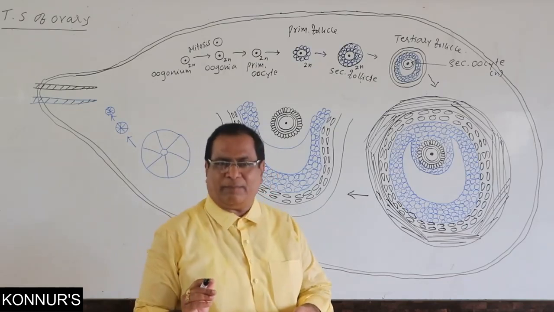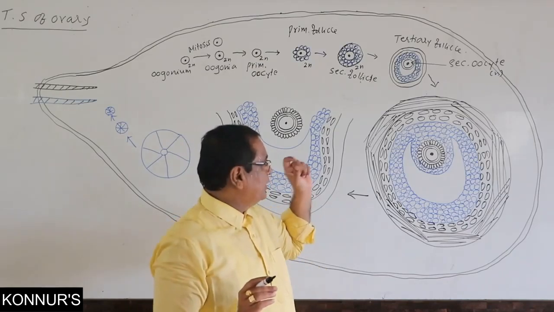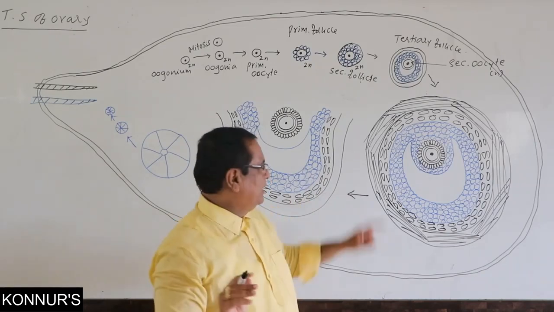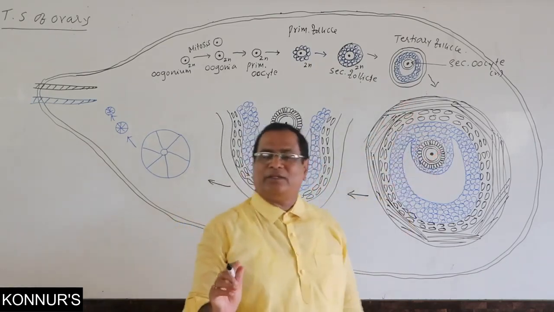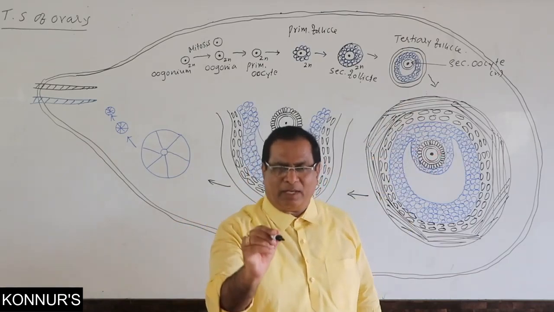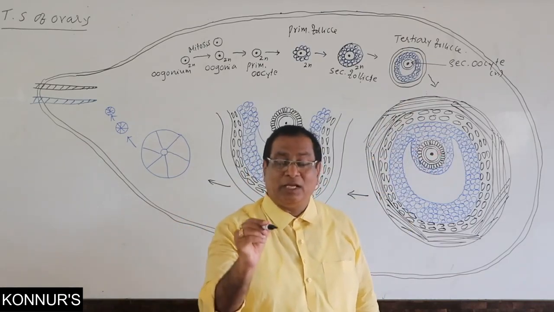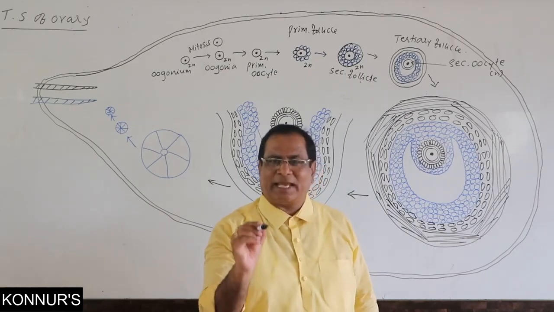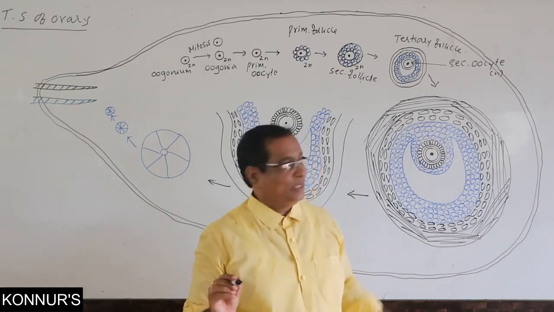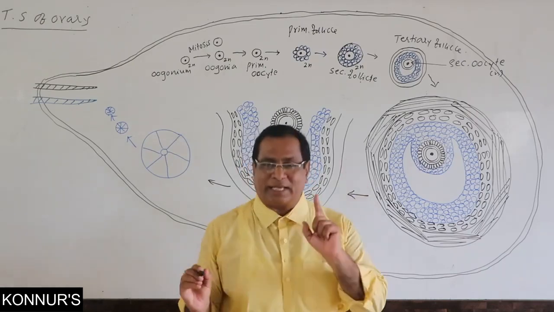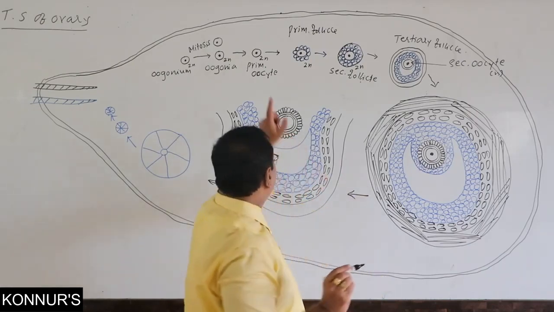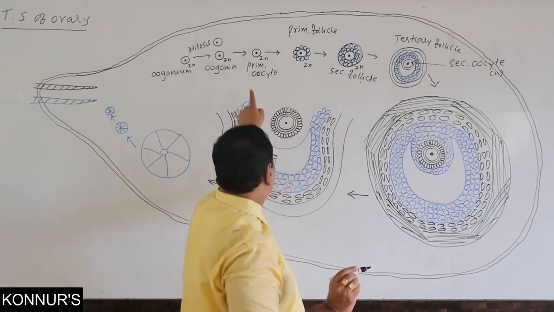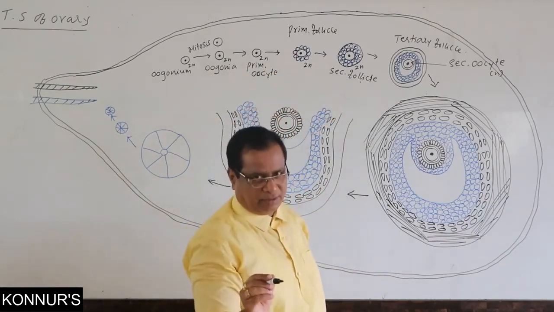A third NEET question may be asked. In the tertiary follicle, which of the following is there? There also they would give primary oocyte, secondary oocyte, even a tertiary oocyte. The answer is secondary oocyte. In a tertiary follicle, secondary oocyte. In a primary follicle and a secondary follicle, there is a primary oocyte.